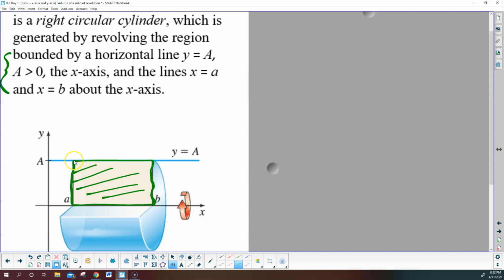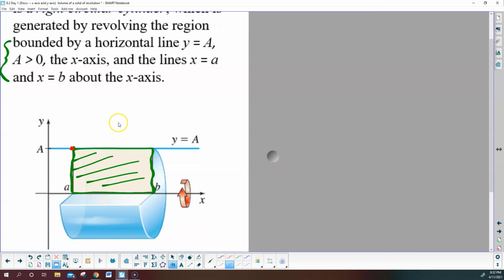Now, what happens if I rotate that? So here's where hopefully the visualization piece will come in. If I take this point and I rotate it all the way around the x-axis, how do I know it's the x-axis? They tell me. Now notice, it doesn't say rotate right there, but it says up here, revolving the region about the x-axis. So we're going to rotate it around. So this point is going to come up.